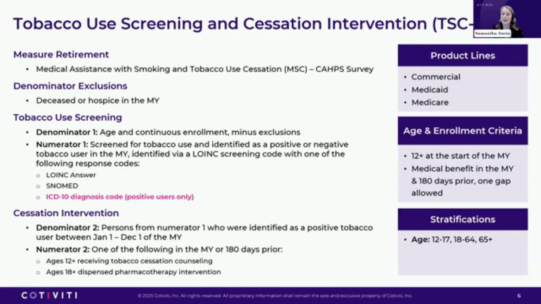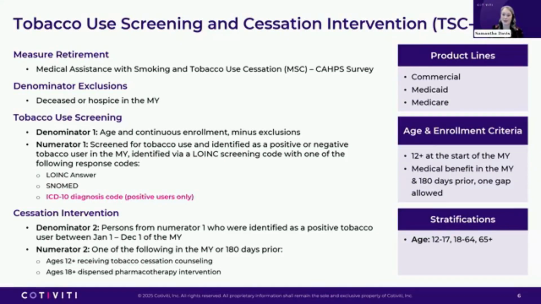The tobacco use screening metric only requires the proper age and continuous enrollment for eligibility and evaluates, of those members, which have been screened for tobacco use and identified as a positive or negative tobacco user anytime in the measurement year. For compliance, the member would need both a LOINC screening code as well as a specific response code that indicates whether they are a tobacco user or non-user.